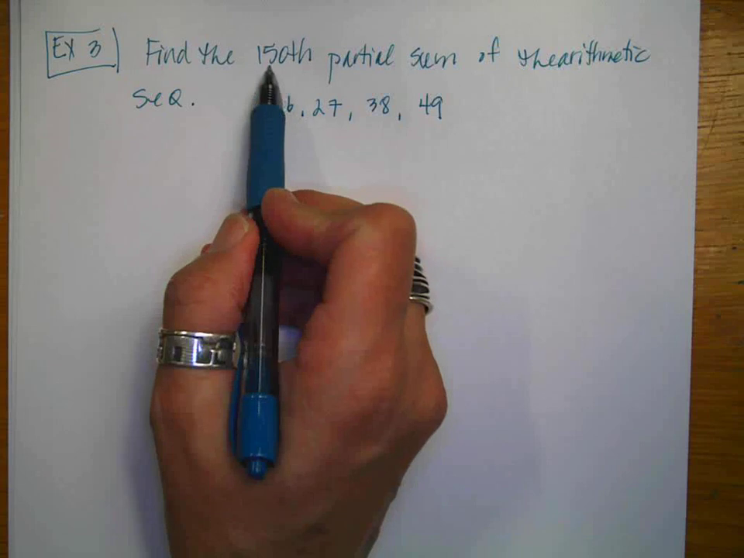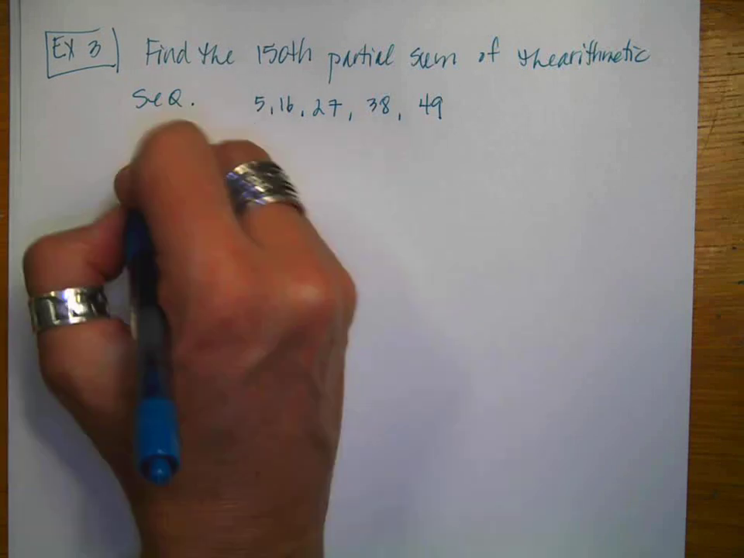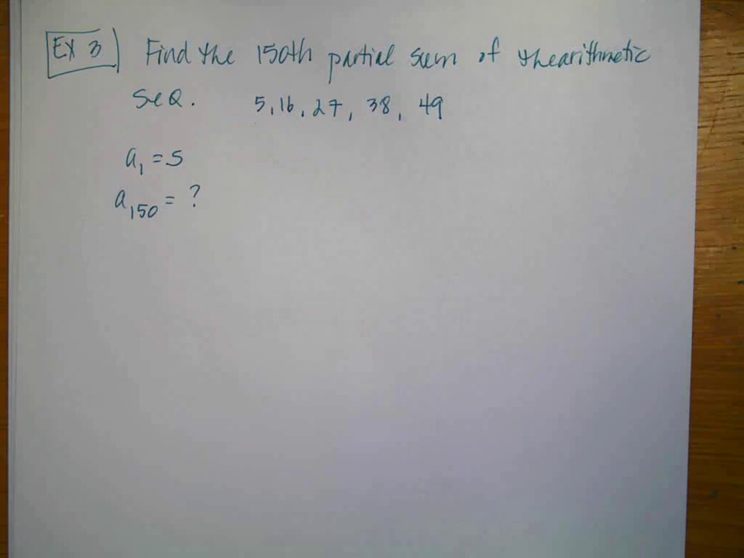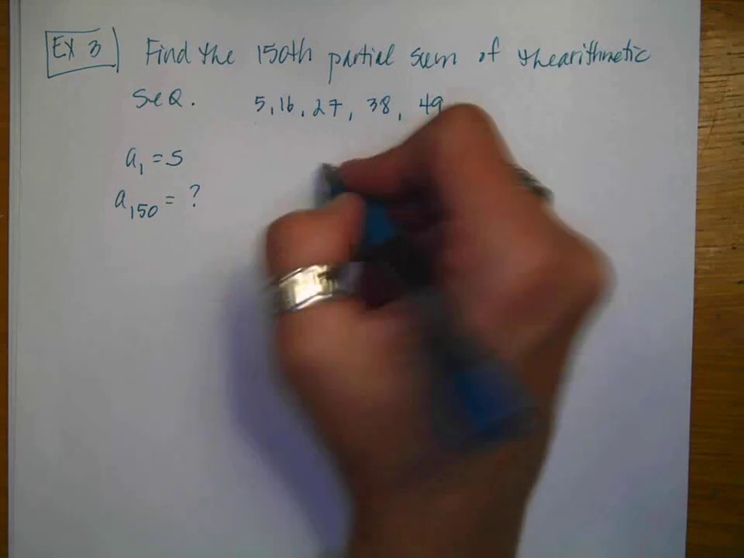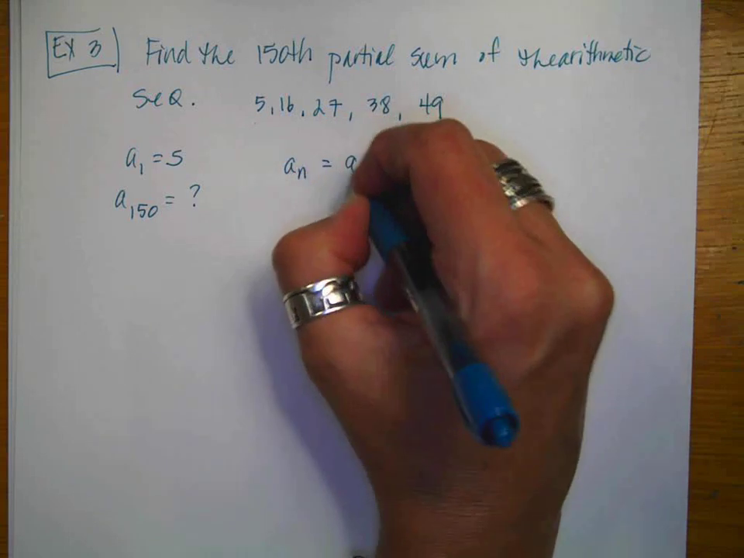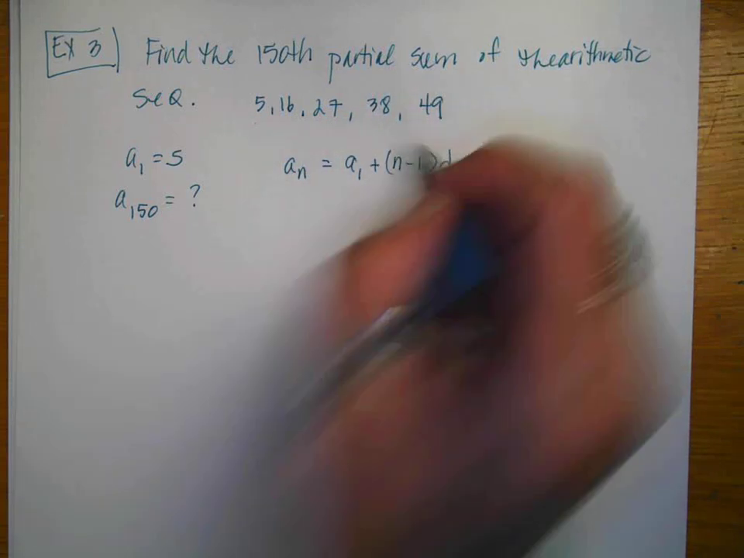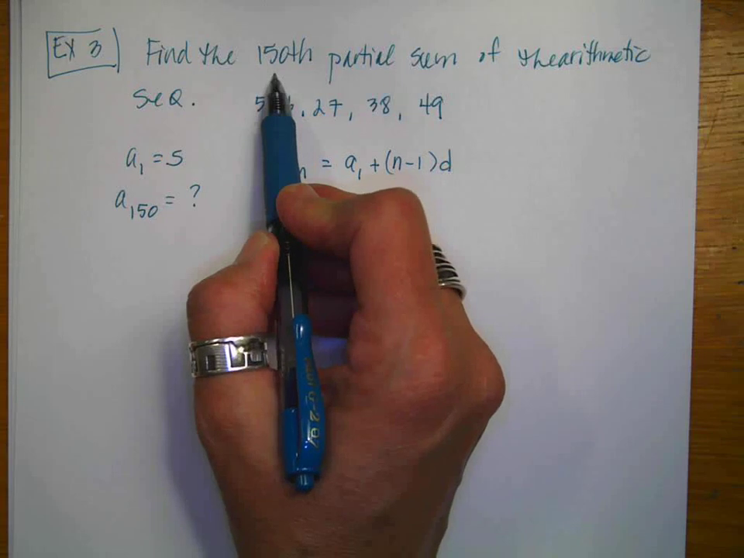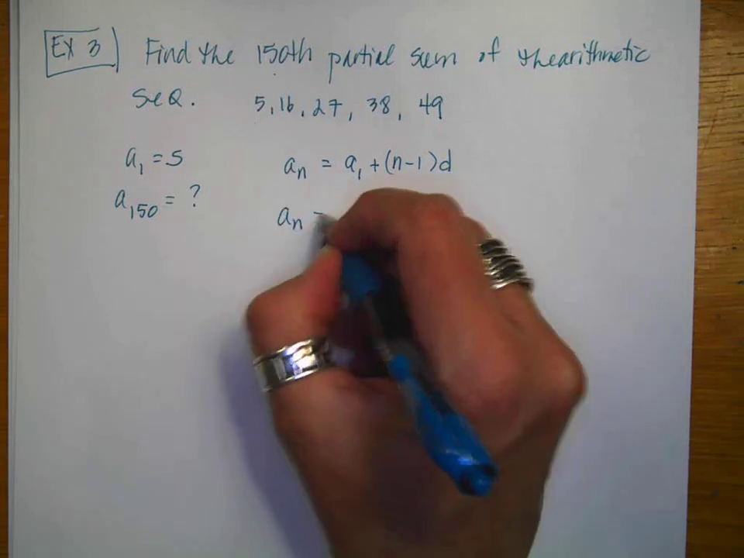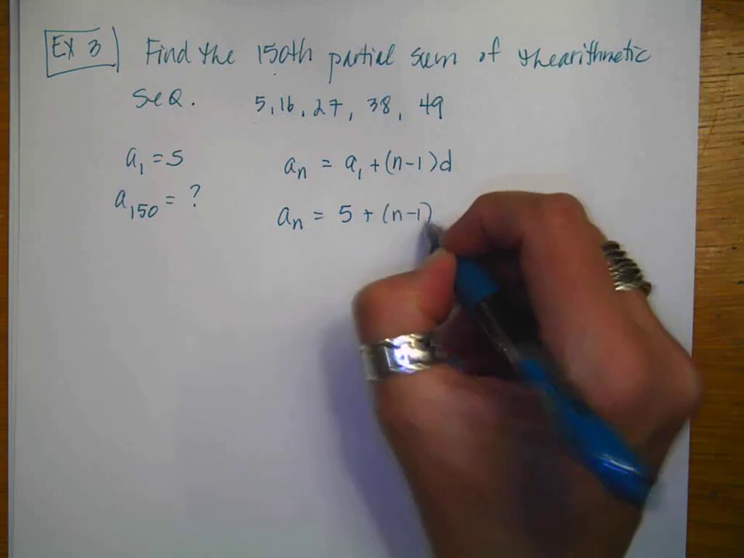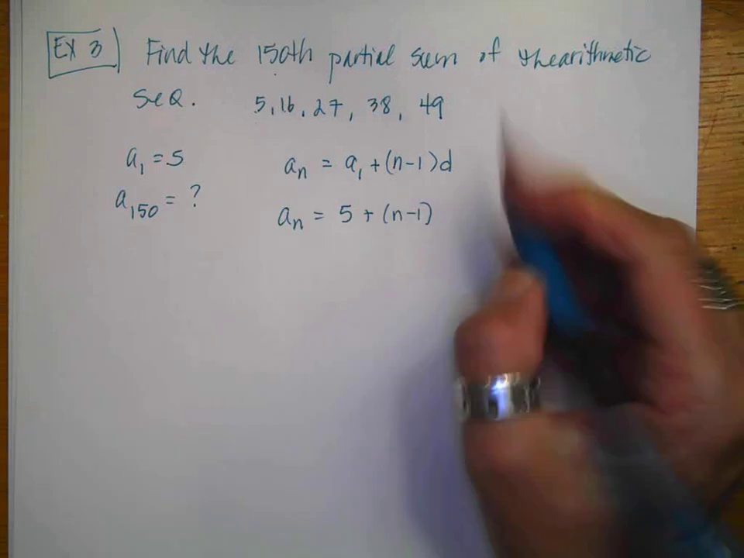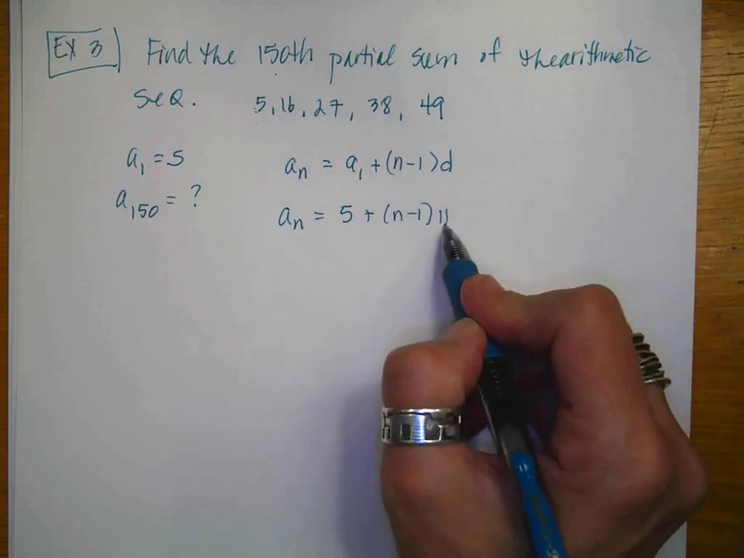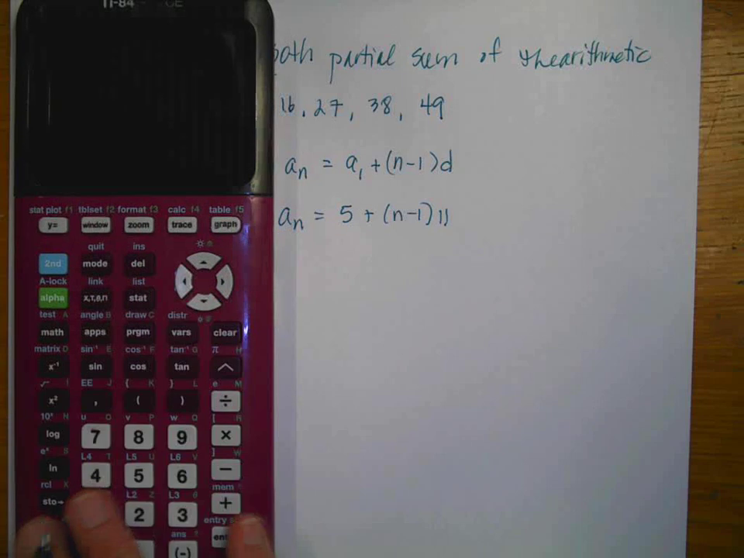Okay, so I want to find the 150th partial sum. If we're not told, we assume that we start with the first term. So I know that a sub 1 is equal to 5. I need to know what the last term is, so I don't know that. So what I'm going to do is I'm going to write a rule. So here's a sub 1 plus n minus 1 times d. I'm going to use an explicit formula because I don't know the 149th term, so I can't use recursive. So I know that my rule is going to be, here's the first term, here's my n minus 1, and my common difference is going to be 11. 16 minus 5 is 11, 27 minus 16 is 11, so my common difference is 11.